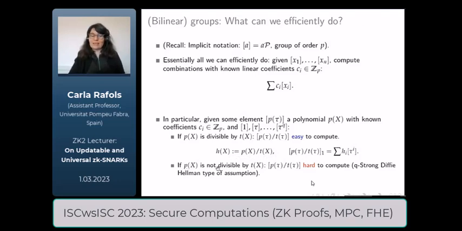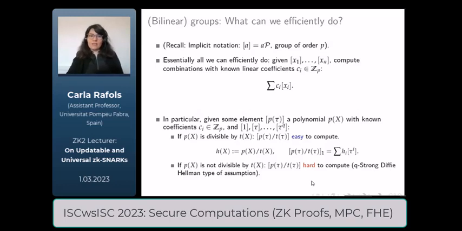On the other hand, if p of x is not divisible by t of x, I don't know how to compute this, okay? In principle, this is well defined because t evaluated at some point is just a number in the finite field, so I can always divide by such a number. But this is not feasible to compute because I can only do linear combinations. So I don't know how to compute this quotient as the evaluation of a polynomial in tau.